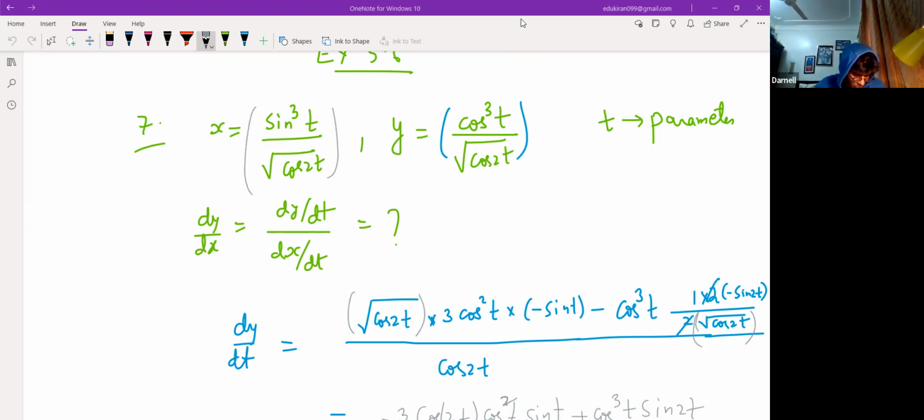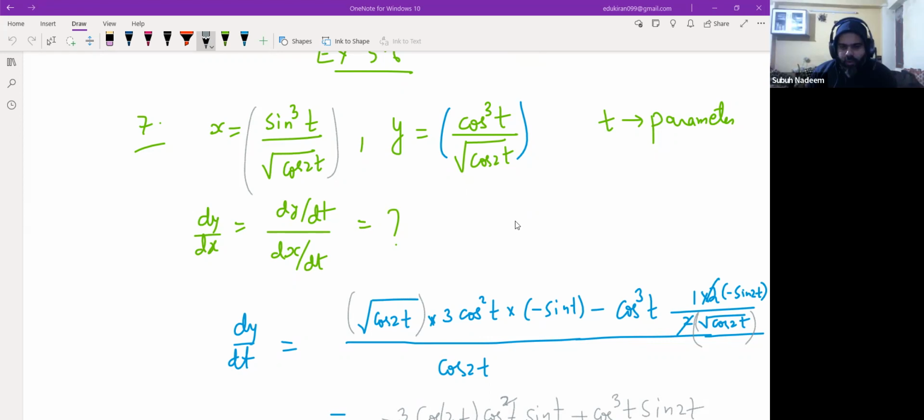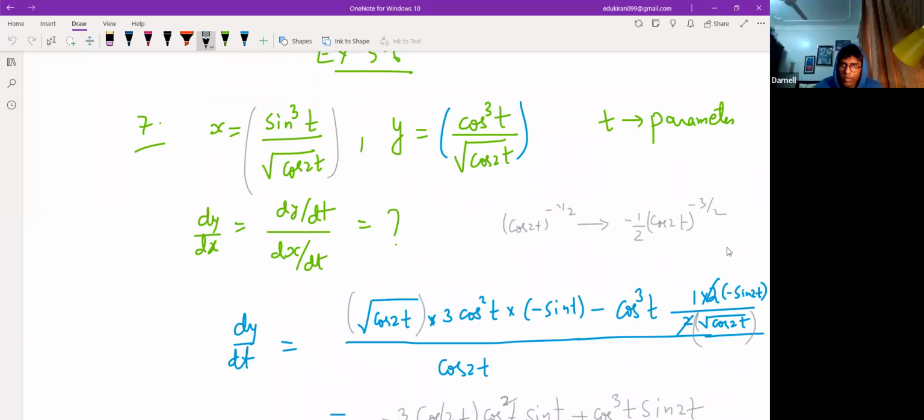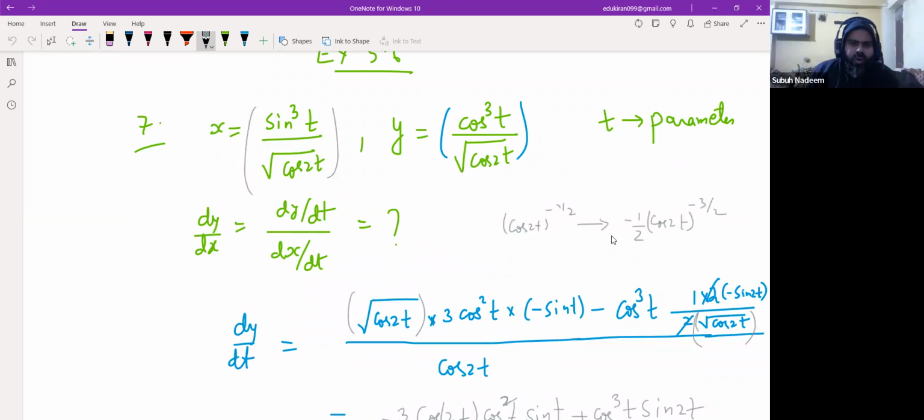So how do you differentiate 1 by root of cos 2t? That will be cos 2t to the power minus 1 by 2. So when you differentiate it, you will get minus 1 by 2 cos 2t. Oh, I made a mistake, I think. It will be minus 3 by 2, no? No, no. So it is not minus 1 by 2, no? It is plus 1 by 2. Why is it minus 1 by 2?